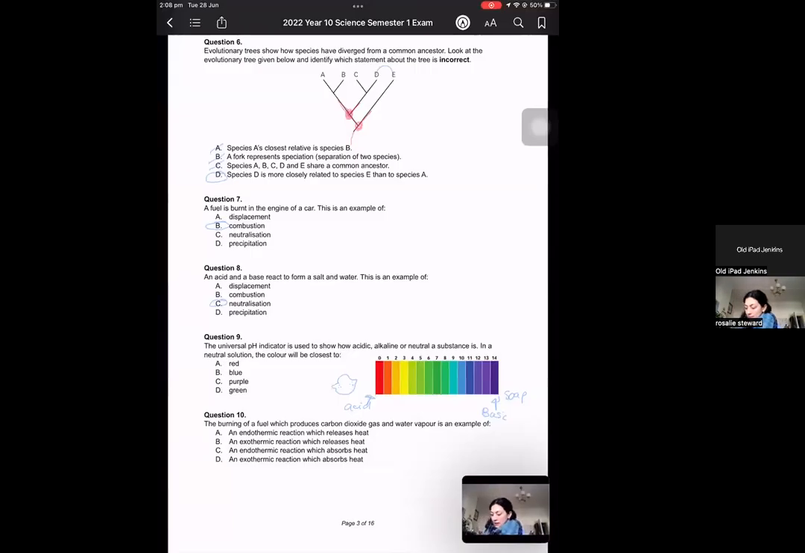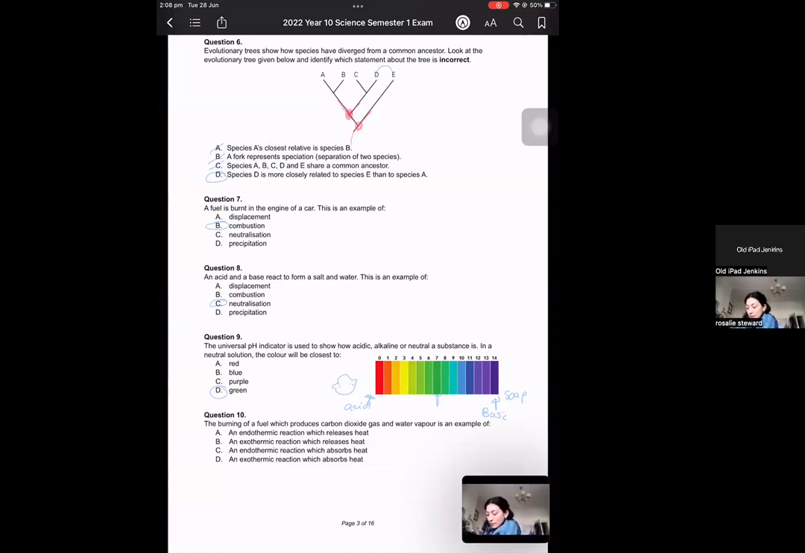Doesn't matter. Yeah, so what we're looking for. In a neutral solution, the color will be closest to, we're looking at number 7 here, and it's got to be green.